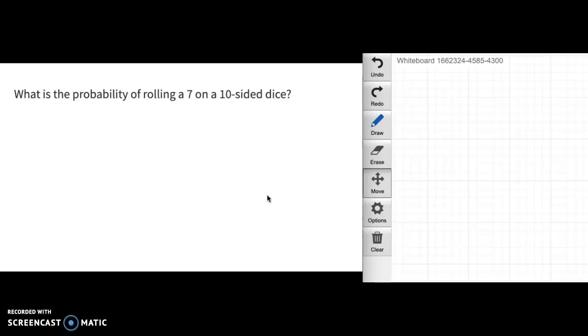What is the probability of rolling a 7 on a 10-sided dice? Okay, so how many ways could I get a 7 on a 10-sided dice? I could get that one way by getting a 7. Probability is saying what is the total number of outcomes. A 10-sided dice has 10 different outcomes. So the probability of rolling a 7 is 1 out of 10 or 10%.